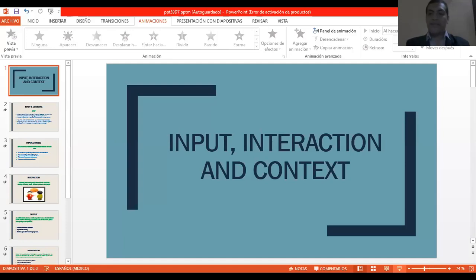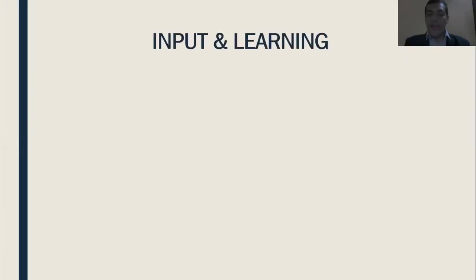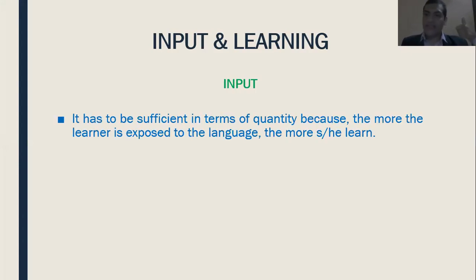Today's topic is about input, interaction, and context. This is our topic for today, and let me explain to you the basic characteristics about these concepts. Number one, we must know about input and learning, and we must know what input is about. We have different characteristics. Input is what a student receives when learning a new language. And we have some concepts.